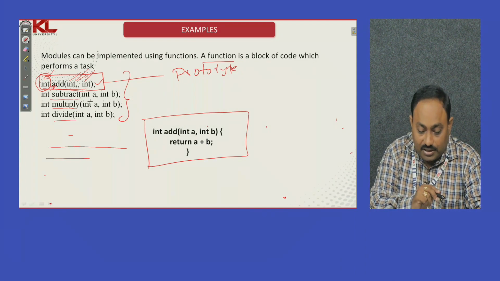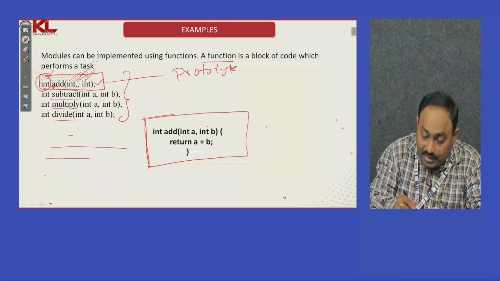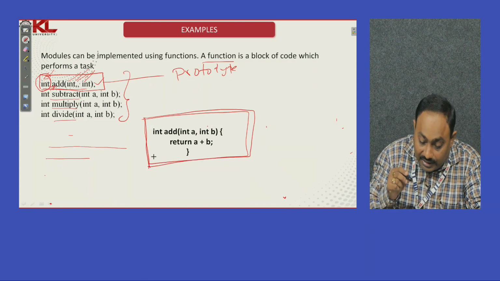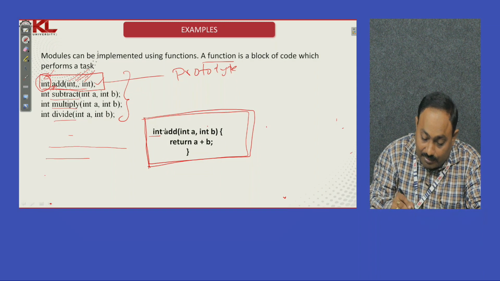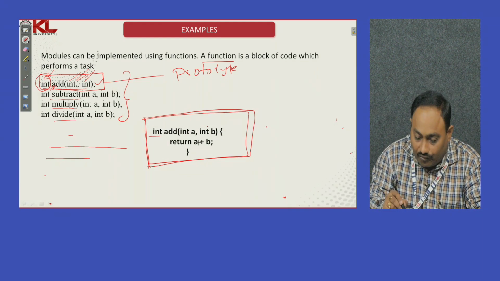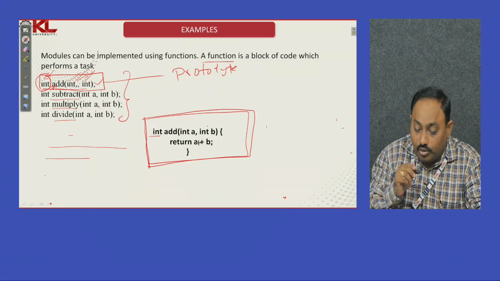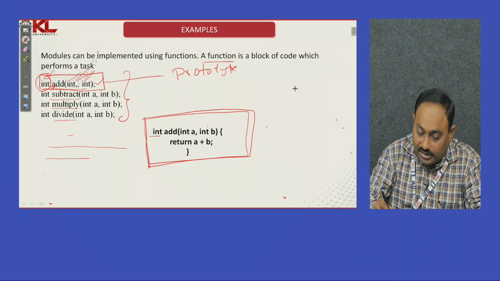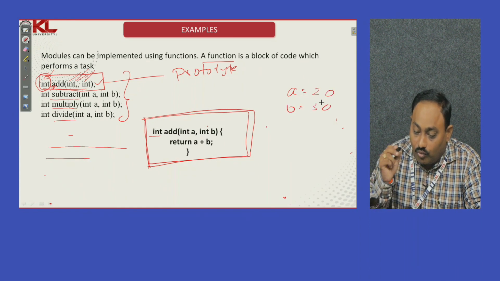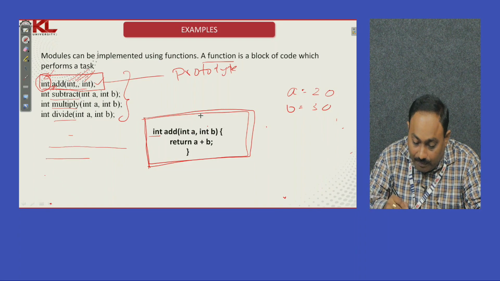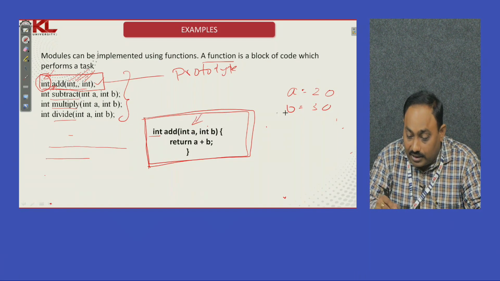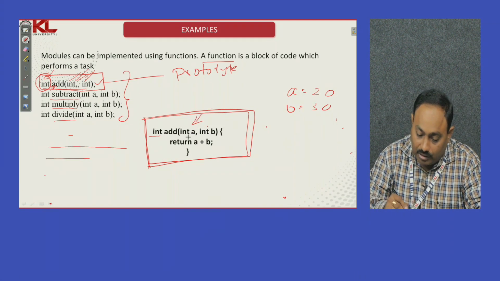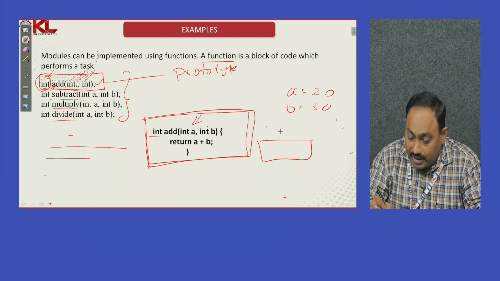Once that specification is given, we can define a function like this. Here int indicates that the addition function is going to perform the addition operation between 2 integer numbers, meaning 2 integral numbers. For example, let us take a equal to 20 and b equal to 30. Now what happened here, this 20 will be given to a and 30 will be given to b. This is a, 20, and this is b, 30.